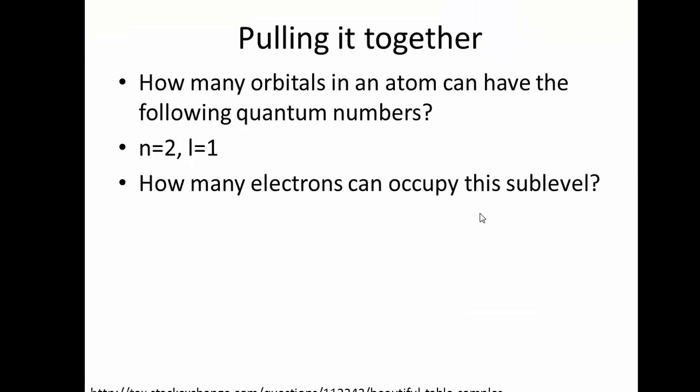So I wanted to just do a couple examples. First, it says how many orbitals in an atom can have the following quantum numbers: n is 2, L is 1. So we know if L is 1 that this is a p orbital. So this is a 2p orbital. Remember that m sub L can be negative L to L, so negative 1, 0, 1. So we have 3 orbitals, and how many electrons can occupy this sublevel? So that's going to be a total of 6 electrons.